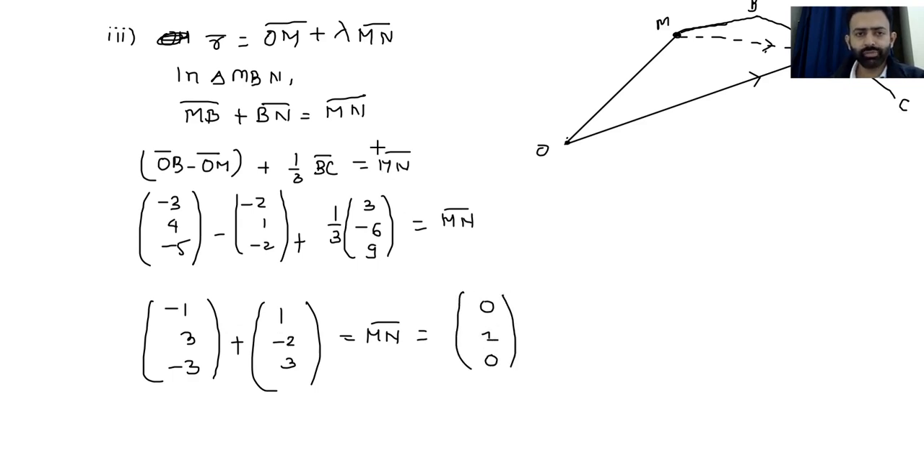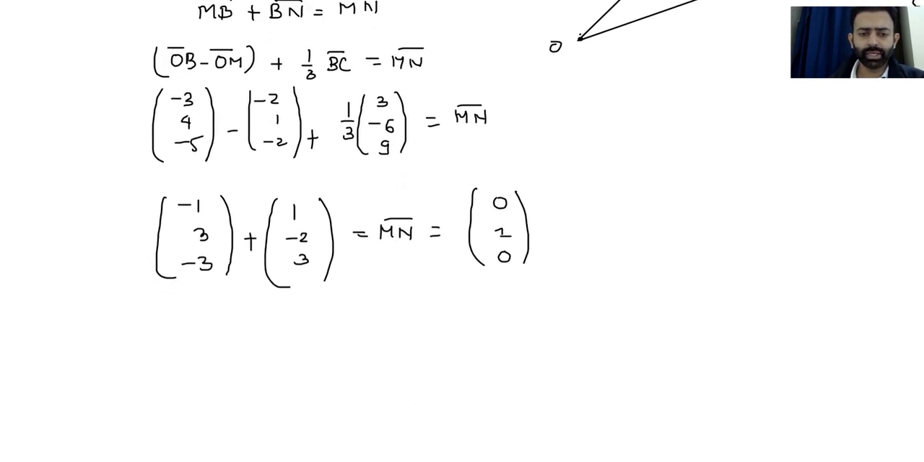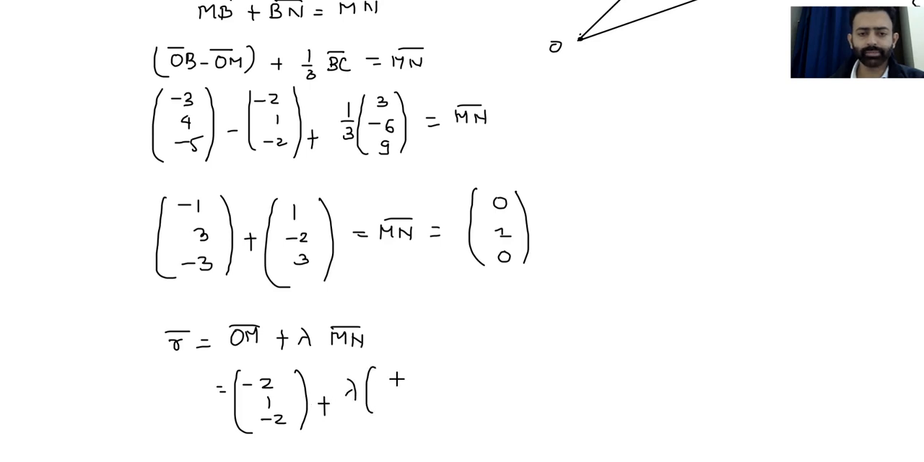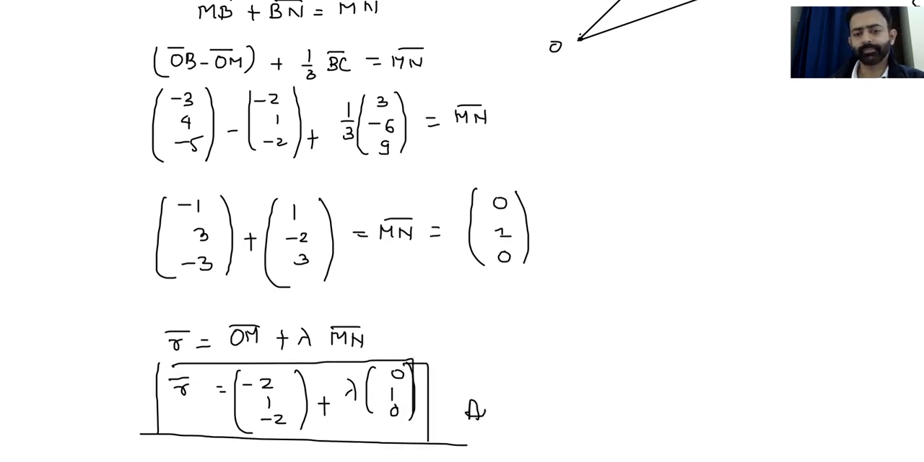Right, now MN you have found out, OM you already knew. So my equation R is OM plus lambda times MN. So OM was -2, 1 and -2 plus lambda times 0, 1 and 0. This is your required vector equation. Okay, that's all.